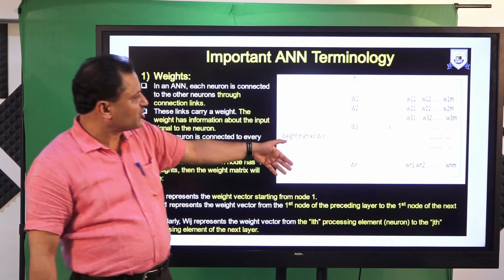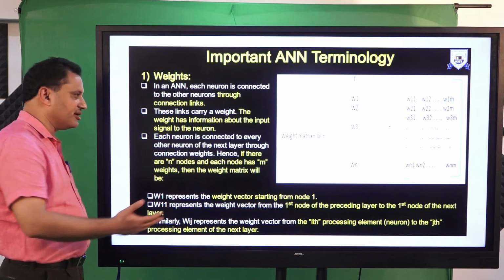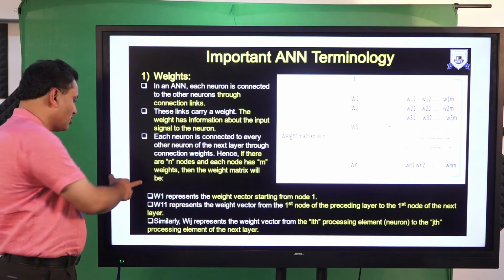So that is how the weight matrix is written. I hope the point is clear. How do we read omega 11, omega ij?